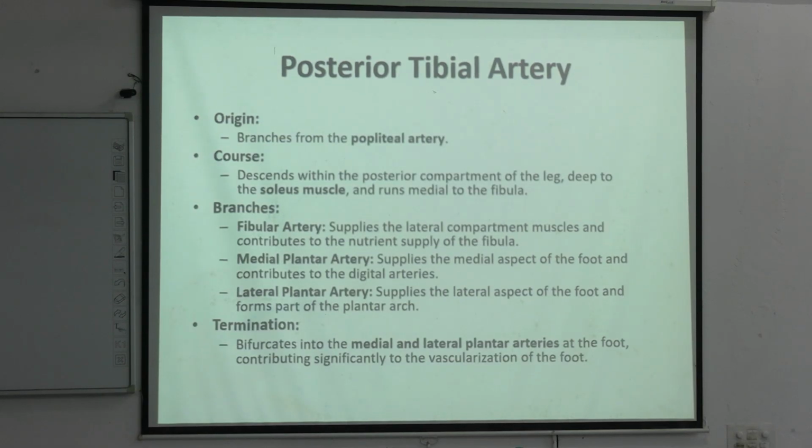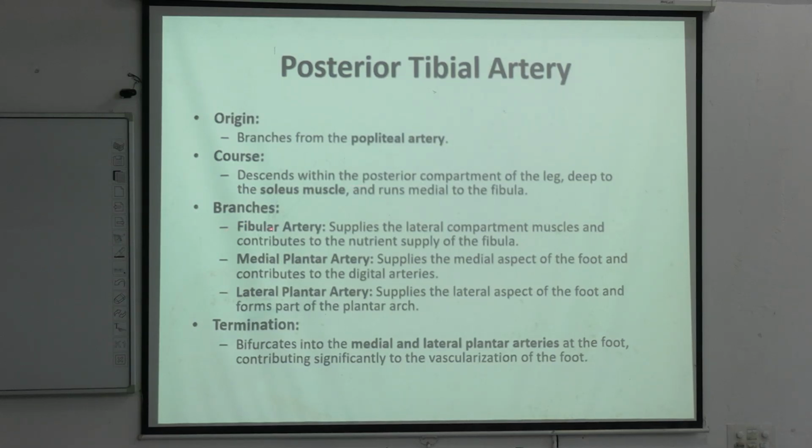Now, posterior tibial artery, a branch of the popliteal artery. Course: descends within the posterior compartment of the leg, deep to the soleus muscle and runs medial to the fibula. Now, when you dissect the leg, there will be compartments, and each artery supplies one compartment. Okay. Now, it descends within the posterior compartment of the leg, deep to the soleus muscle, and runs medial to the fibula.